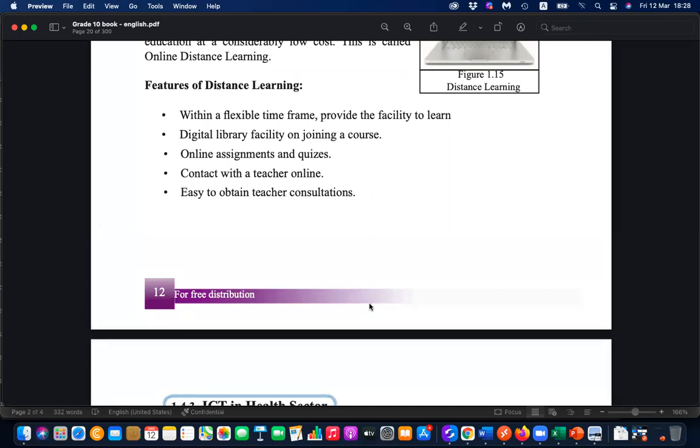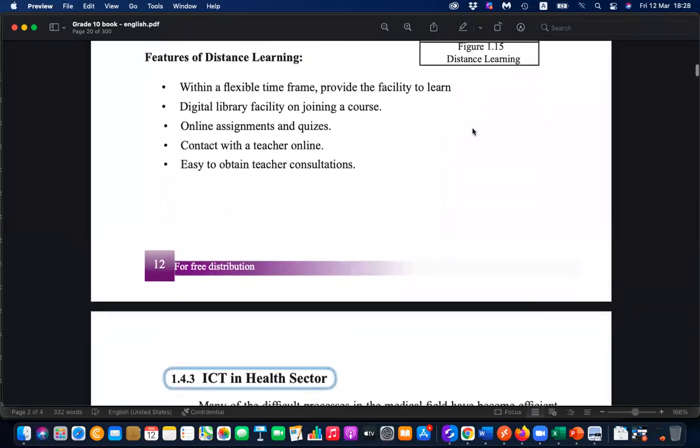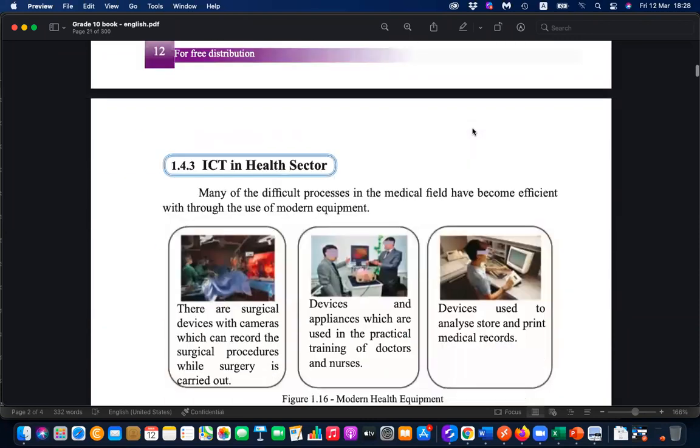So there are many facilities in e-learning, but there are some disadvantages also. Sometimes it's costly because you have to use data. There are some issues like connectivity issues, or sometimes the teacher-student relationship might break, or might be low. So those are some issues. Other than that, it's a very good method.